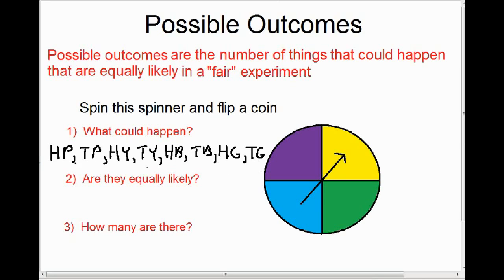So here, you'll notice I've got all of the colors, purple, yellow, blue, and green. And with each of those colors, we have the possibility of heads or tails. Now, if we look at whether or not these are equally likely, well, with flipping a coin, we have equal chance of getting heads or tails, and with this spinner, we have equal chance of getting any one of those colors. So the answer here is yes, those are equally likely. And how many are there? There are 8 possible outcomes.